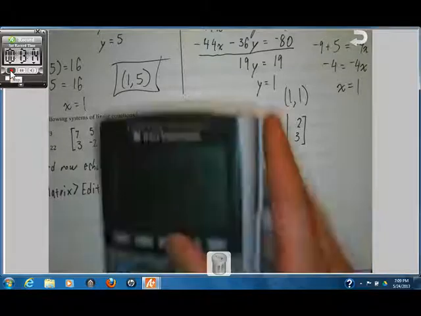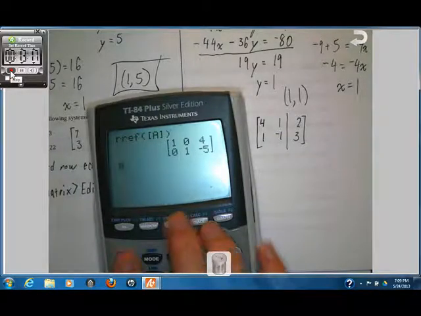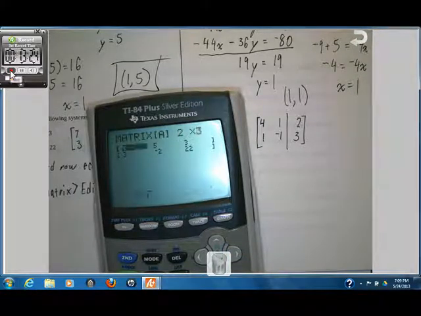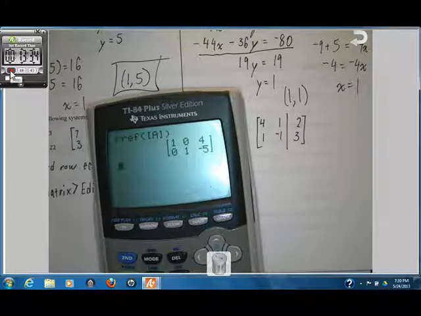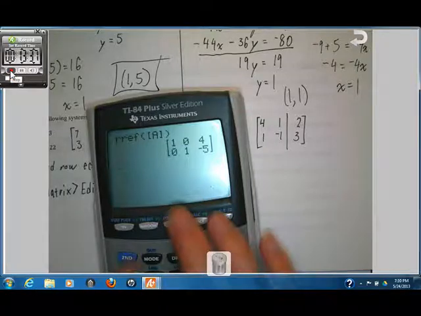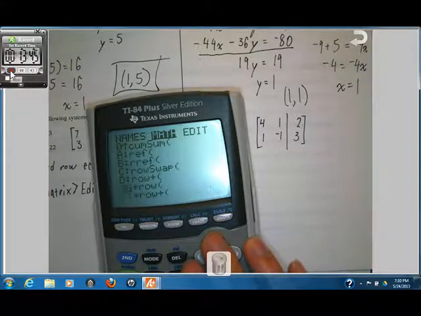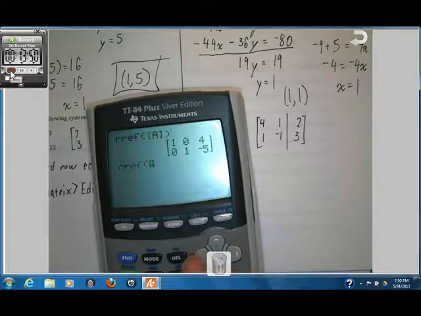Go back to your matrix menu. It's actually quicker to get to RREF by scrolling up instead of down. Once again, we're applying it to matrix A. And here we have our reduced row echelon form matrix, which is as follows. And so our solution set is 1, -2. So that was fun.